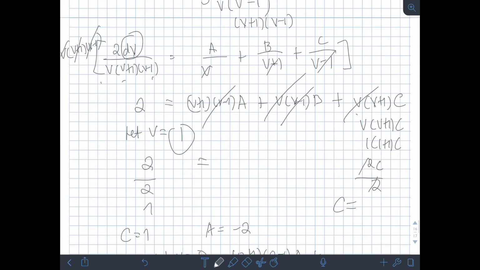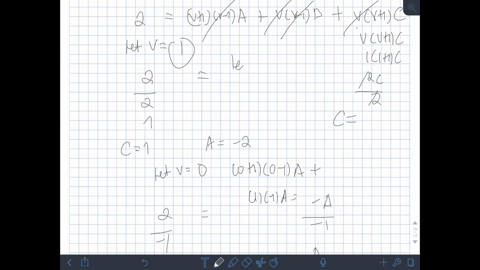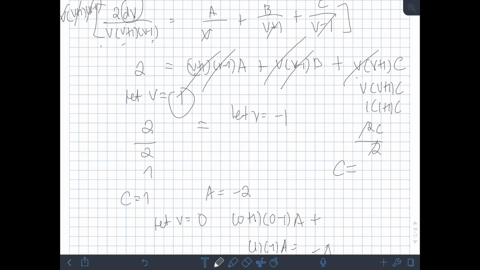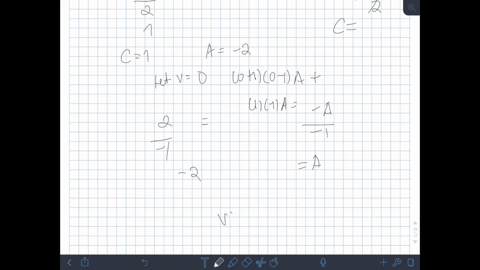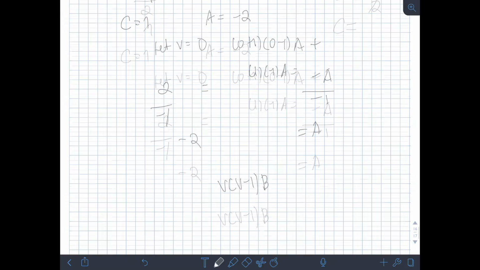So, si b na lang. Let's say, let v natin ay negative 1, para makancel natin tong v plus 1 kasi negative 1 plus 1 is 0. So, cancel tong part na to, as well as ito rin v times v plus 1 times c kasi magsisiro siya dito sa v equals negative 1. So, ang matitira ay v times v minus 1 b. So, we have v times v minus 1 b.